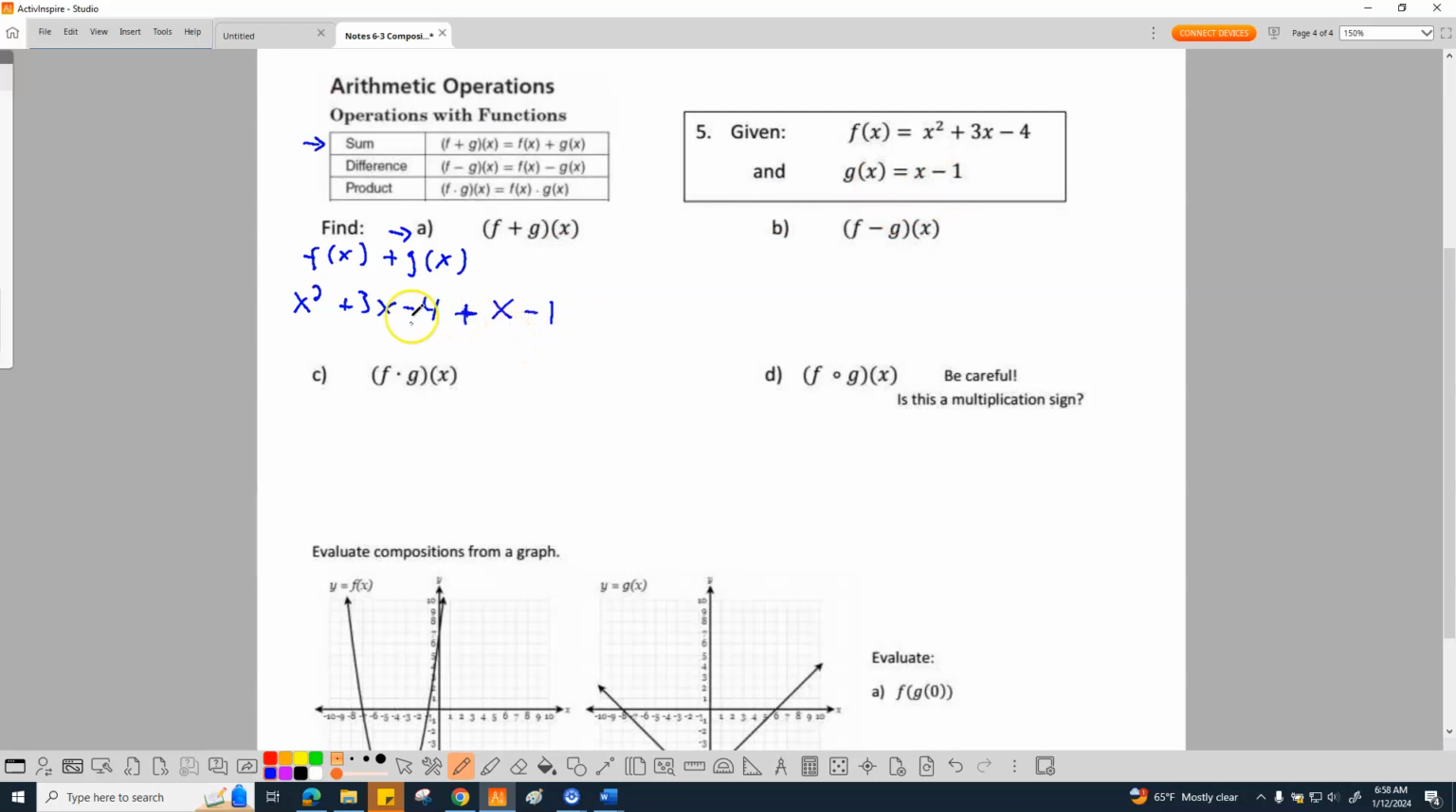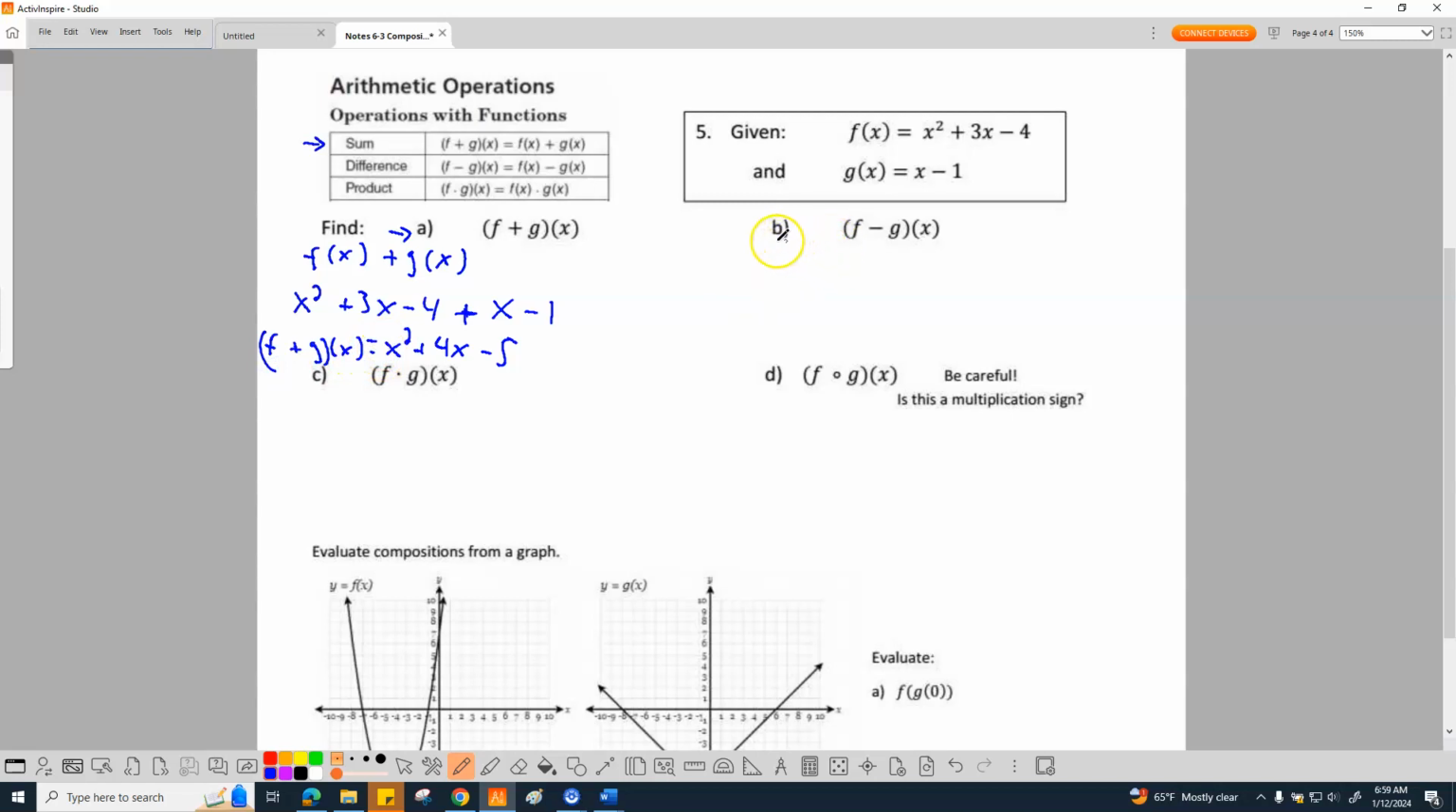Now combine them. The numbers go together. -4, -1 ends up being -5. Hooray for us. And then we have 3x and 1x, which ends up being 4x together. And then we have x squared, which is by itself. And that's it. And so that is your answer. And you record it with (f + g)(x). It's not so bad. Equals this garbage.